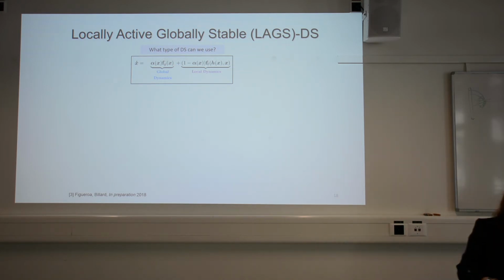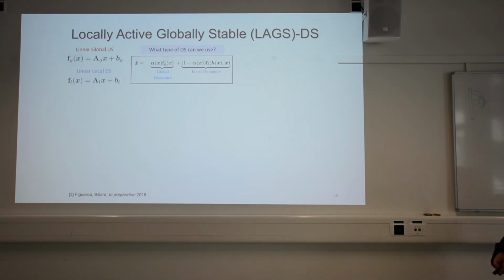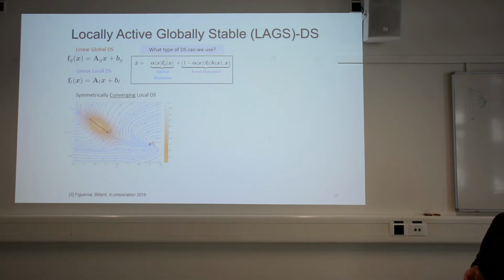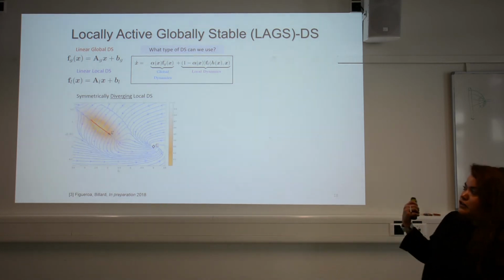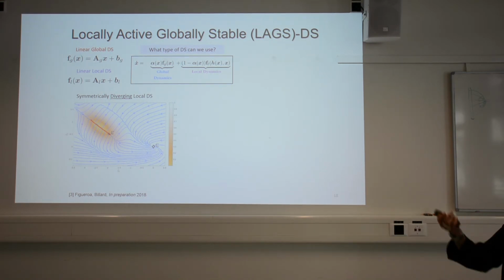So what type of dynamical systems can we use? We can start with something very simple: a linear dynamical system for our global dynamics and a linear dynamical system for our local one. For example, we can have something like this. This is a simple local-global dynamical system, and then we impose some local dynamics that converge towards the reference trajectory. So we can have this symmetrically convergent local DS. It's not limited to that. We can also have some divergent behavior if we want.